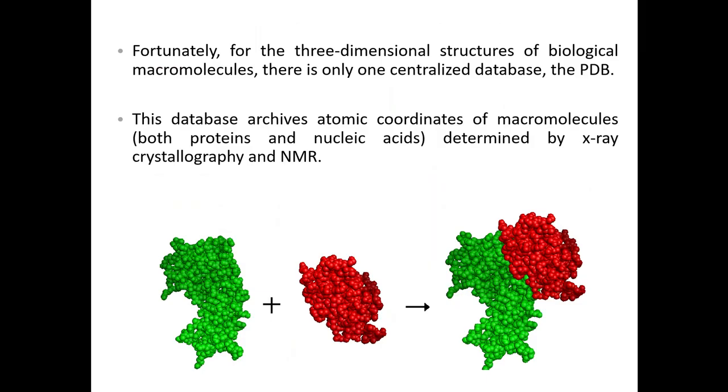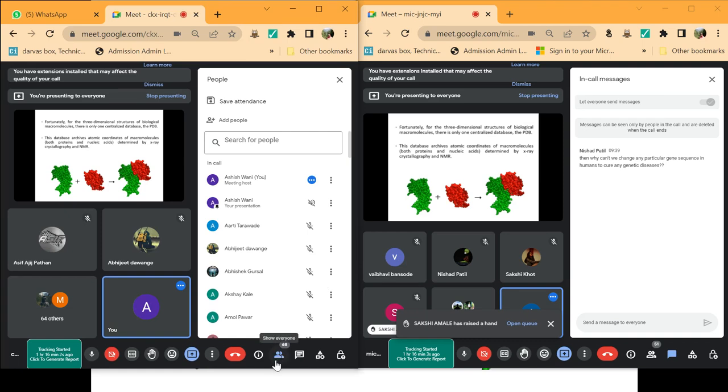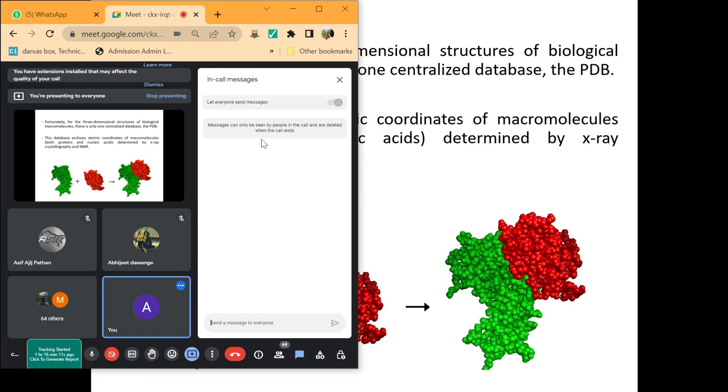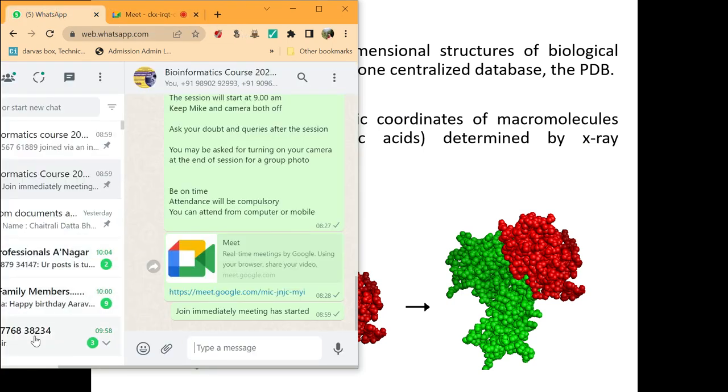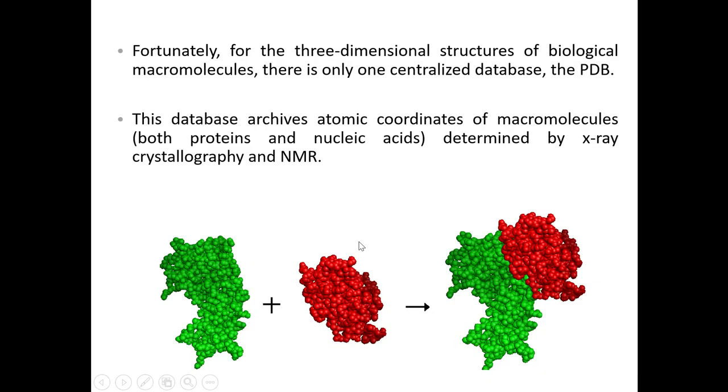Now that was about the nucleotide sequence databases. For protein structure databases, fortunately, we have just one database, known as PDB, that is Protein Data Bank. As I mentioned, in the case of nucleotide sequence databases, there are three databases: GenBank, EMBL, and DDBJ. These are the most popular databases. But for protein structure, there is only one database. The name of that database is PDB, Protein Data Bank.